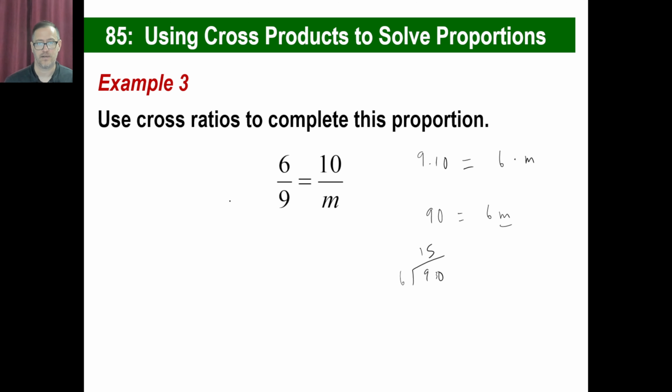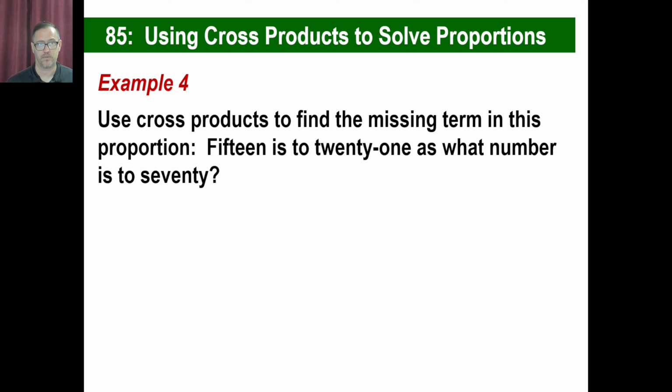M is 15. So in other words, 6 to 9 is the same thing as 10 to 15. You probably recognize if you were to break both of those down, reduce them, they would both be 2/3. There you go. That's all there is to cross products, solving proportions. Okay. Let's do a word problem.